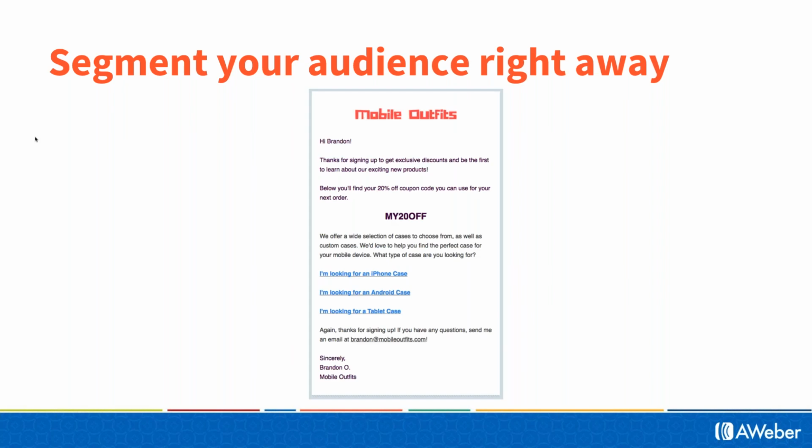Okay, here's an example of what that might look like, the first email, based on the examples I've shown you before, the sign-up form with the 20% off coupon. This would be the first email they get. Thanks for signing up for the exclusive discounts. Below is your 20% off coupon. We offer a wide selection of these things. What types of cases are you looking for? And it allows them to self-select the things that they may be interested in, which allows you to provide more meaningful and relevant content to them in the future.